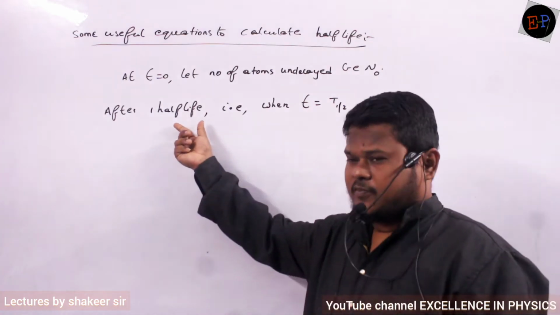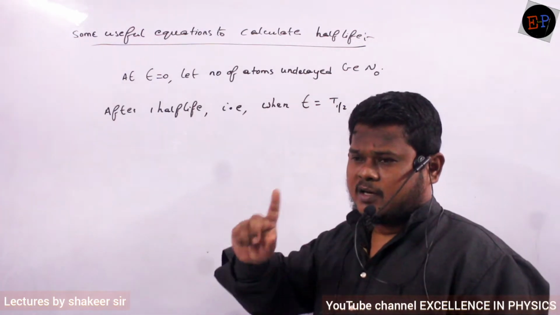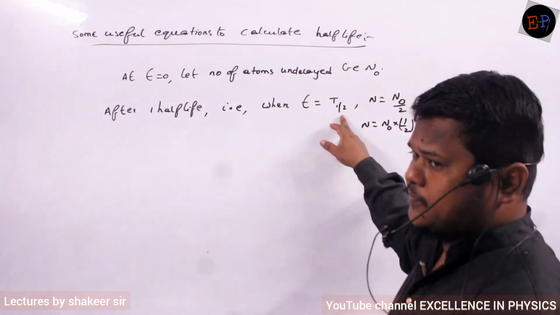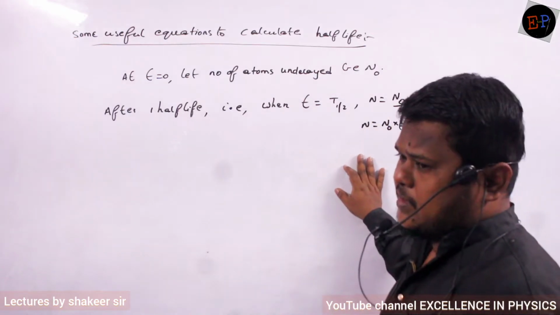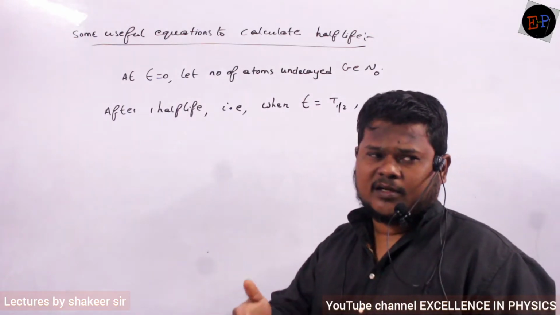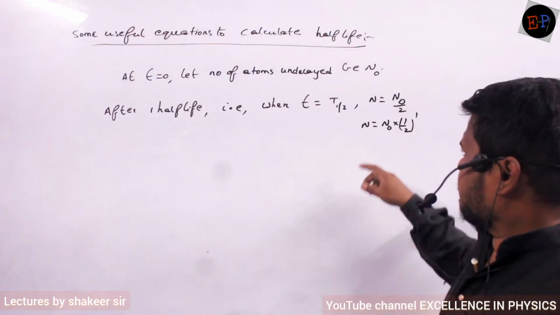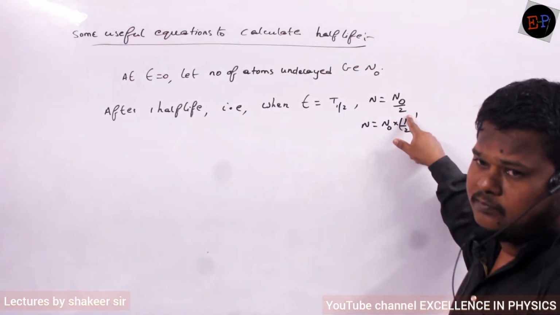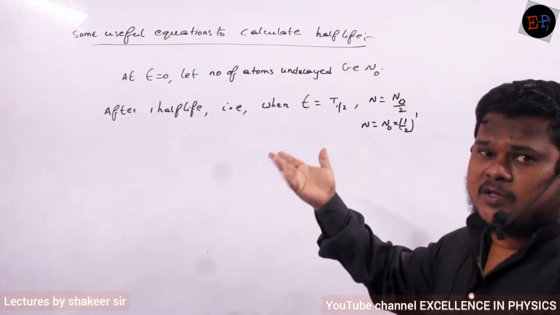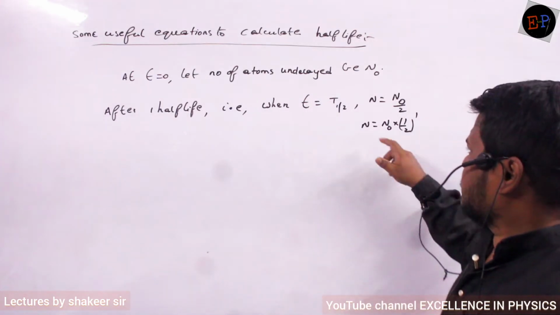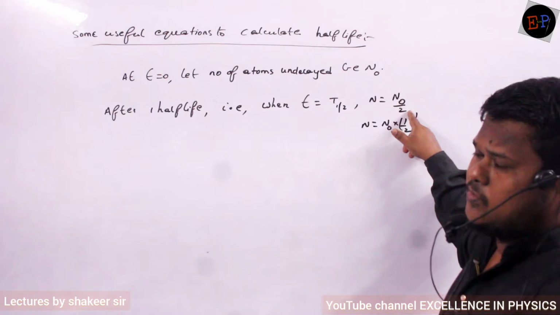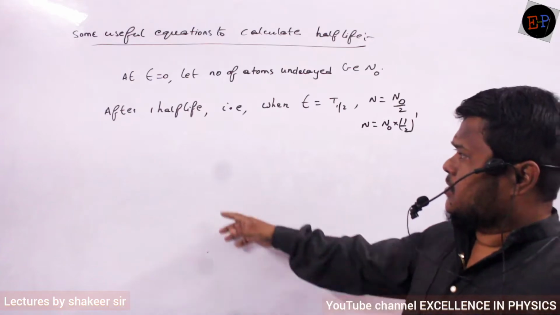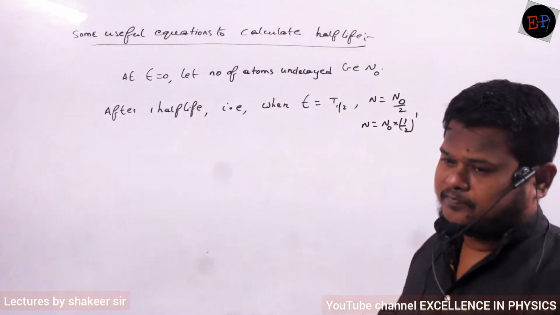So after one half-life, what is meant by half-life? Time taken for half of the atoms to disintegrate. After one half-life, that is when t is equal to t half, how many atoms will be left? Only half of the atoms have disintegrated and half are ready for disintegration. So n, the number of atoms which are ready, is equal to the initial number of atoms divided by 2, no? So n naught divided by 2. And n naught divided by 2, I can write as n naught into 1 by 2 power 1 also, no? It means that here I have 1, here also I have 1.